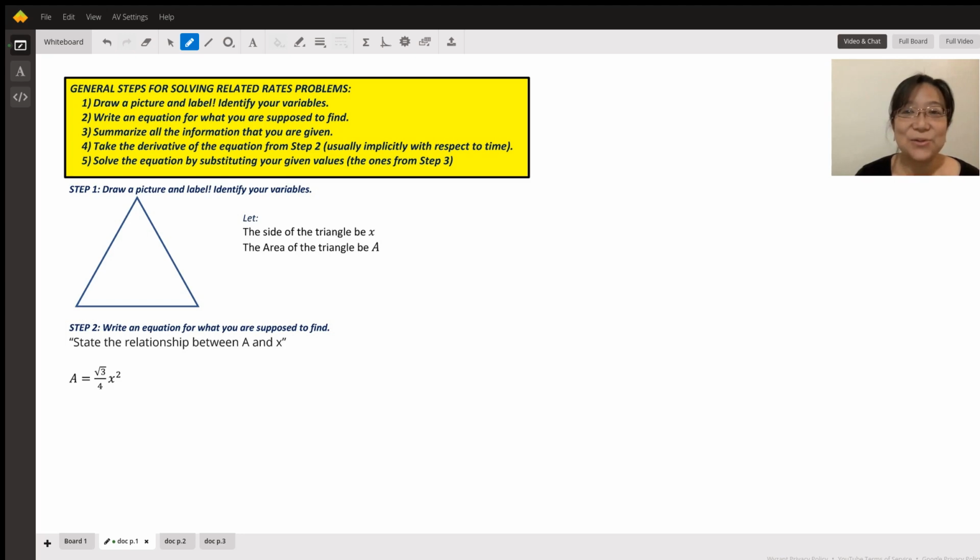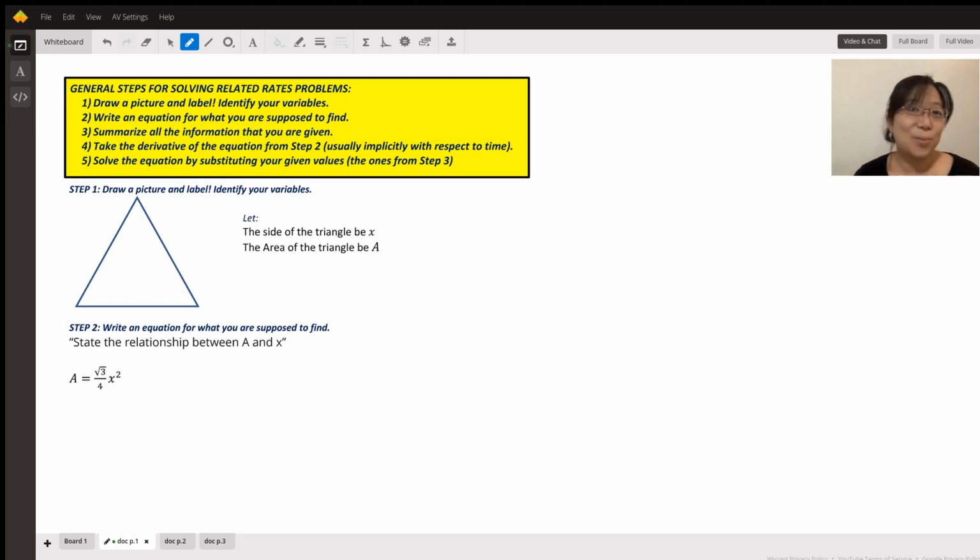So number one, we're going to draw a picture and label and identify your variables. Number two, write an equation for what you're supposed to find. Three, summarize all the information that you're given. Four, take the derivative of the equation from step 2, usually implicitly with respect to time. And five, we're going to solve the equation by substituting your given values, the ones that we identified in step 3.